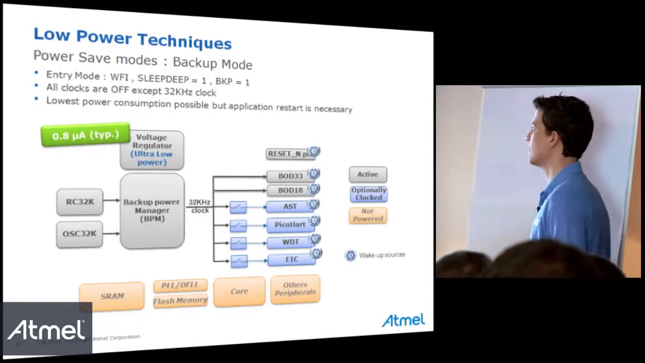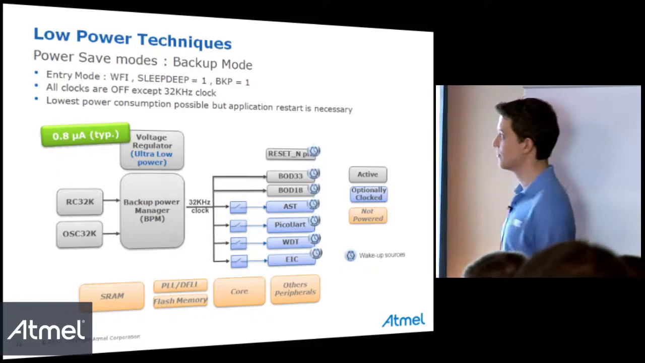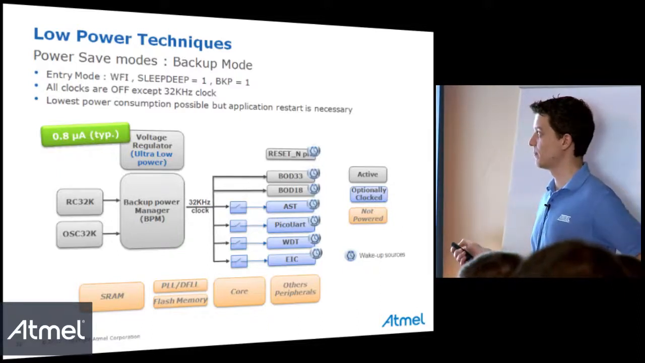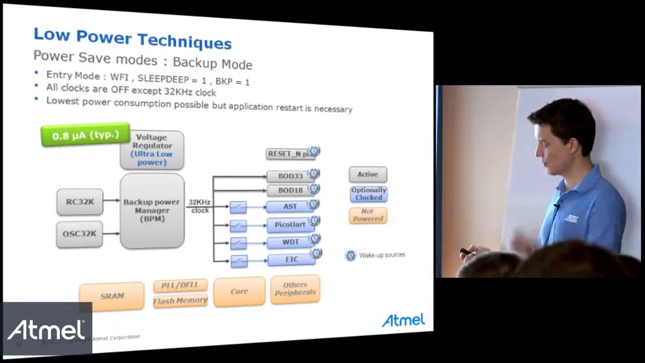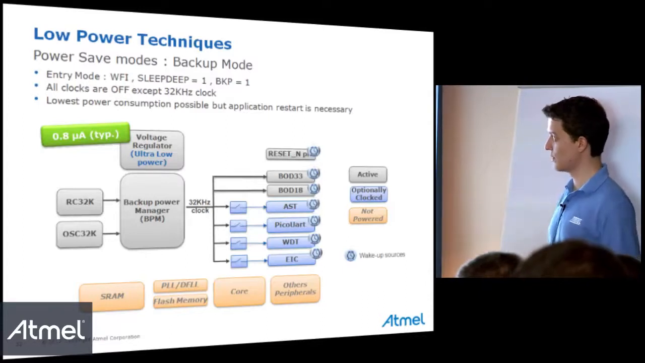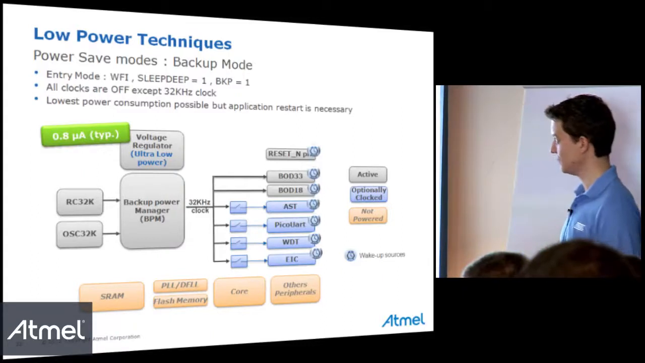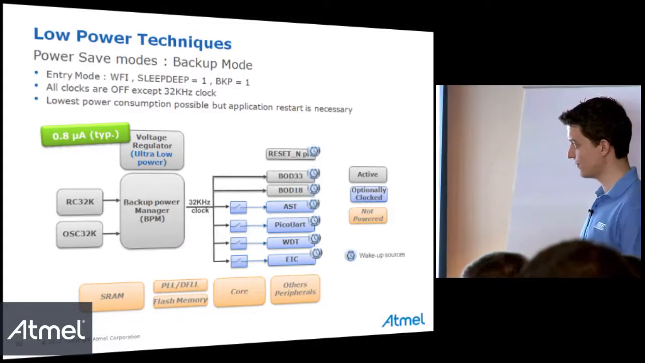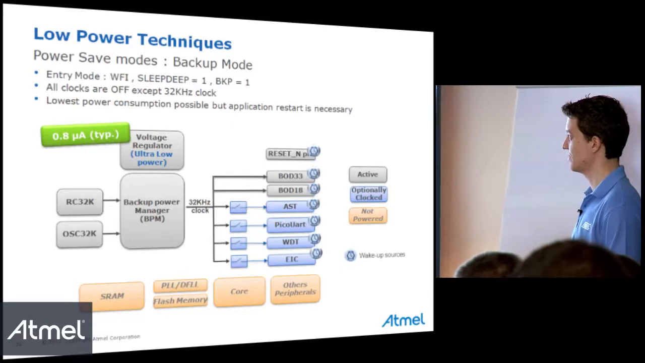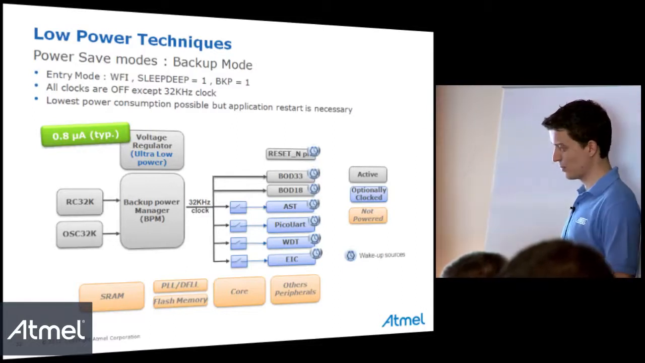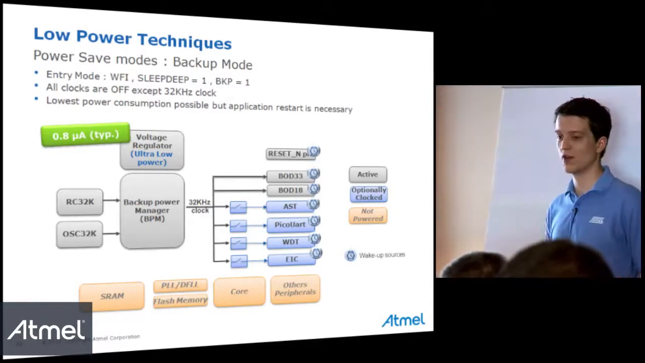And last power save mode is the backup mode. You enter the backup mode using the wait for interrupt instruction, in combination with sleep deep and backup mode set to 1. In this mode, all clocks are off except the 32 kHz. It's the lowest power consumption possible, but it requires a restart.